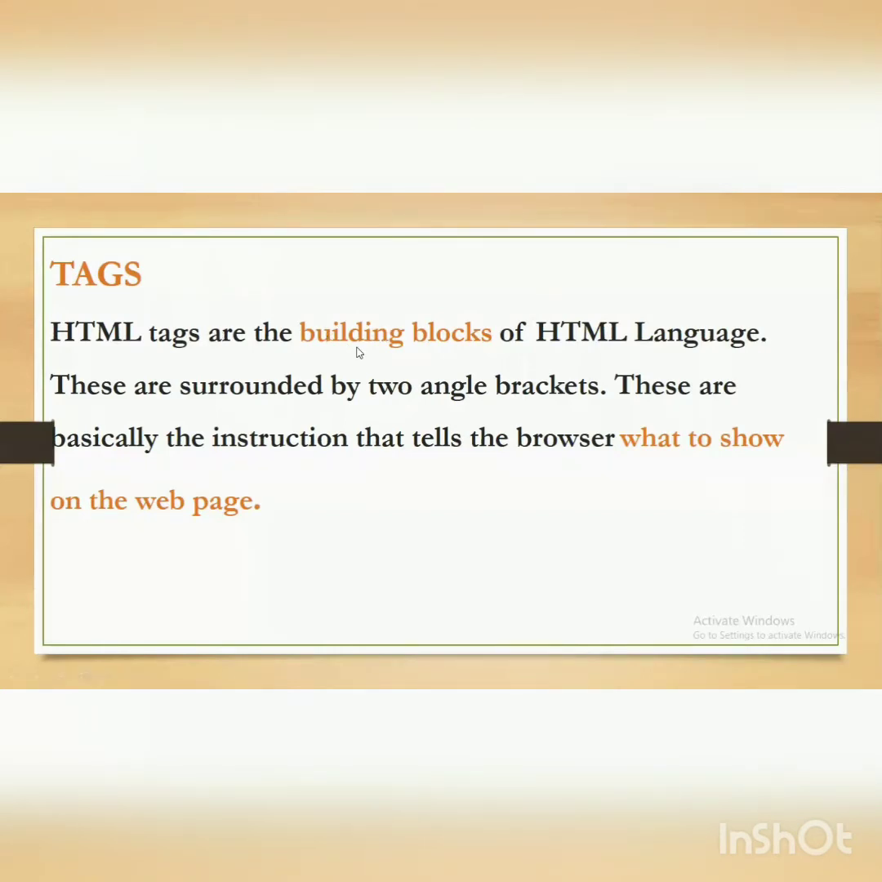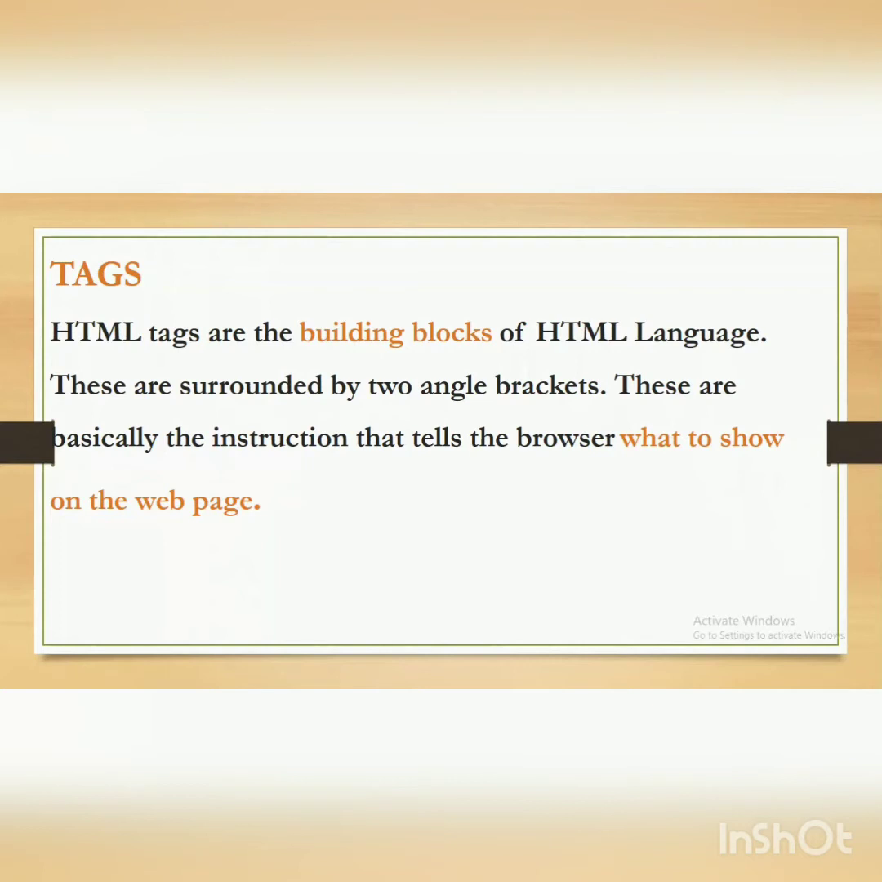HTML tags are the building blocks of the HTML language. They are surrounded by two angle brackets. These are basically the instructions that tell the browser what to show on the web page. So HTML is totally based on tags, and tags are always written within angle brackets. The tag gives the instruction to the browser about what to show on the web page, meaning how we want to display our web page.